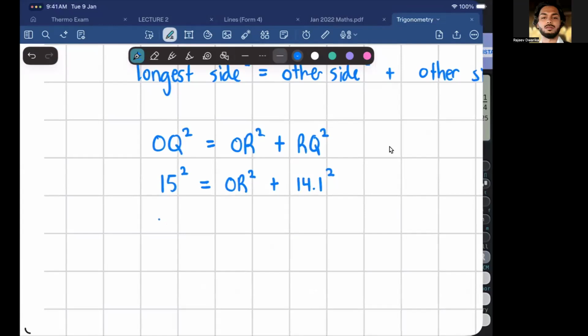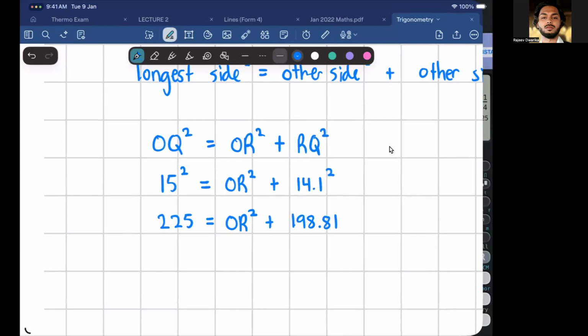$225. All right, 225. We don't know what OR is, so we have to leave it as OR squared for now. What is 14.1 squared? 198.81. Yeah. All right. So Simran, there are two ways you could do this. I'm going to show you both methods.